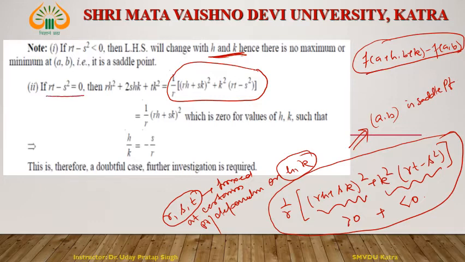If rt minus s square equal to 0, then what happens? This thing is 0, and then this term becomes 1 by r (rh plus sk) square, right? If this is equal to 0, then what is this? h by k is this, right? But it is possible that h by k is minus s by r. It is a doubtful case, right? This case is doubtful case. Now let us consider one example.